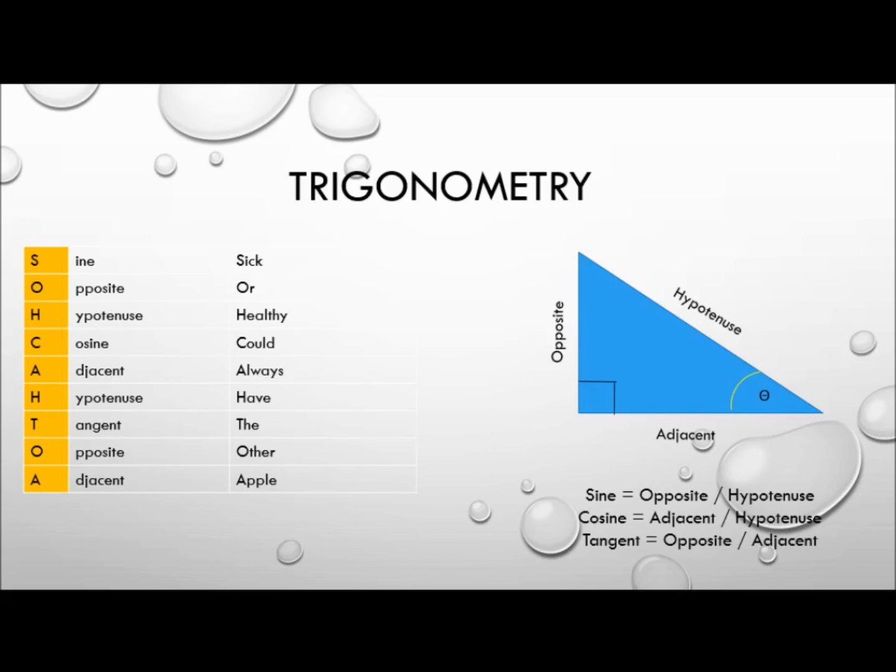So I just gave this a few minutes thought and I came up with "Sick or healthy could always have the other apple." But pick something, especially if it's silly. The sillier the better. The sillier it is, the easier it is to remember it. But make sure it's your sentence that helps you to remember that sine is opposite over hypotenuse and cosine is adjacent over hypotenuse and tangent is opposite over adjacent.